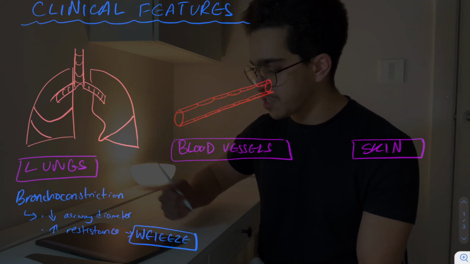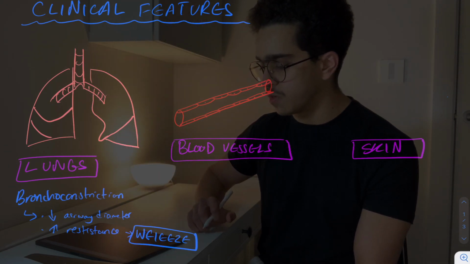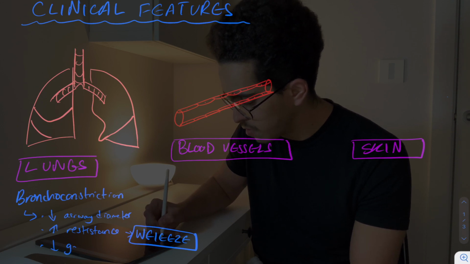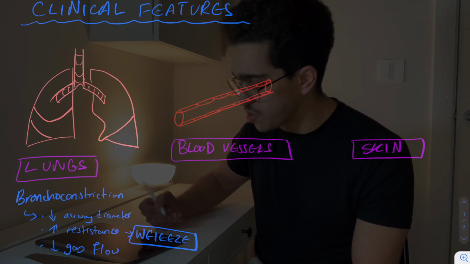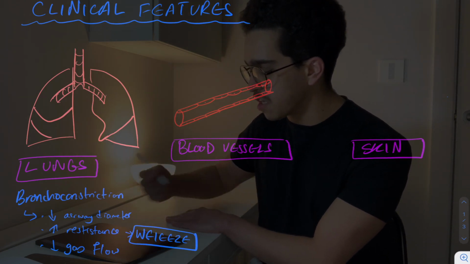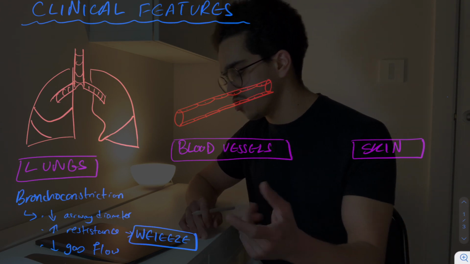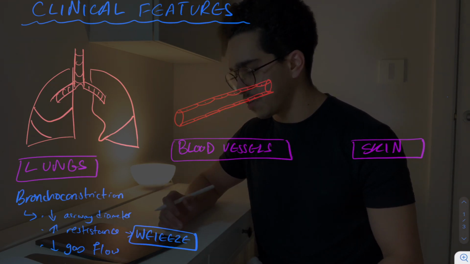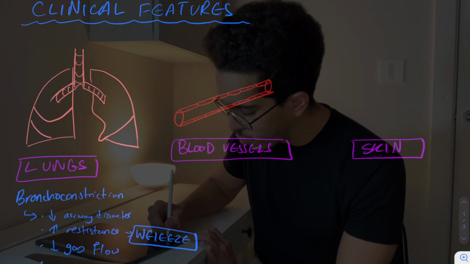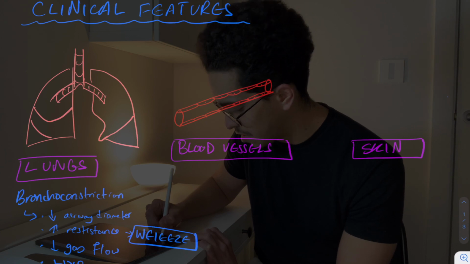If there's increased resistance, it means that there's going to be reduced airflow to the alveoli. There's going to be reduced gas flow. What does this mean? There's going to be less oxygen in the alveoli, meaning that there's going to be reduced gas exchange. Less oxygen is going to enter the circulation because there's less oxygen in the alveoli. So we're going to end up with this thing called hypoxia, which is not good.